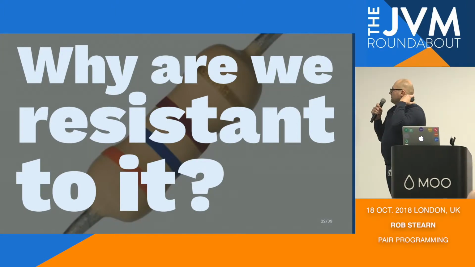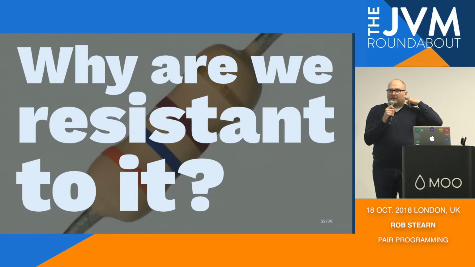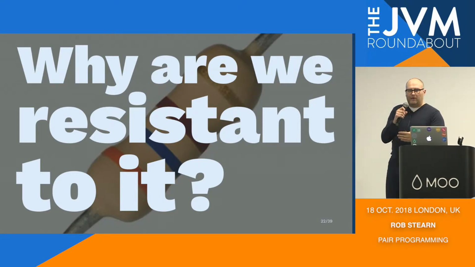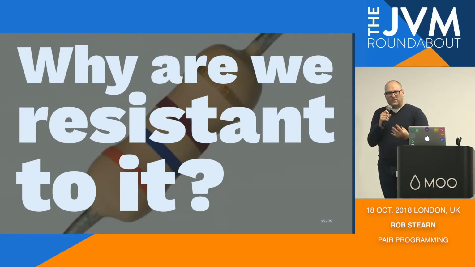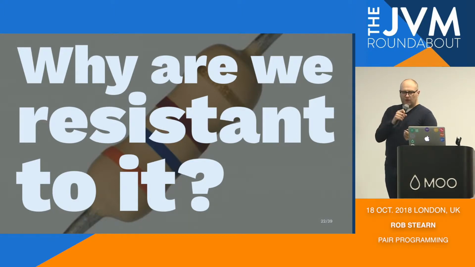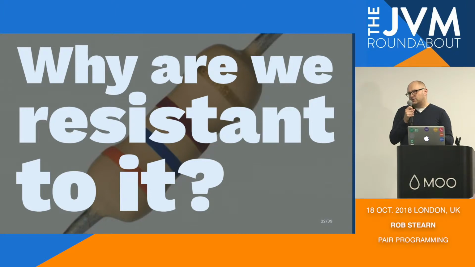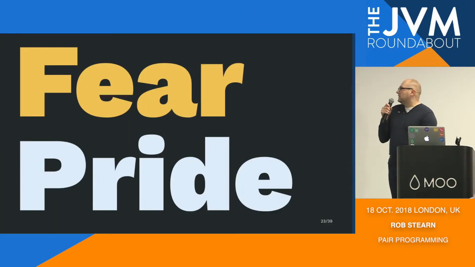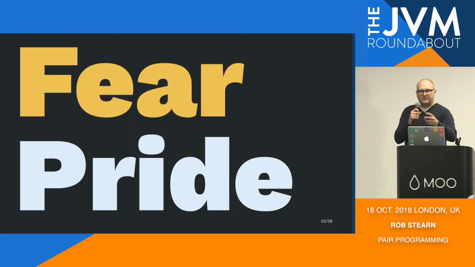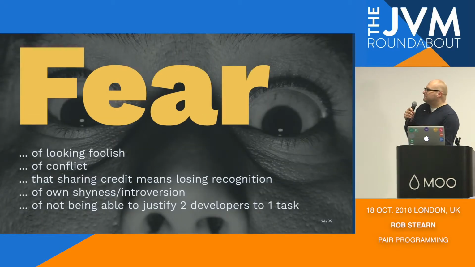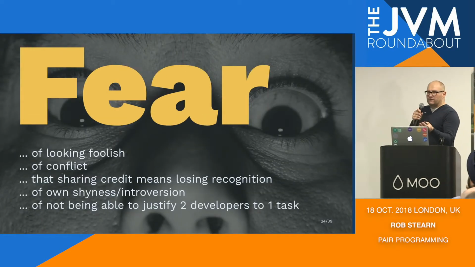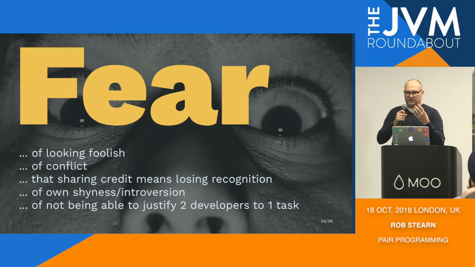So why are we resistant to doing it? I hear all the time in the team, would you like to pair on that, or should we pair on that? But they don't always do it, and it is actually not the easiest thing to do always. So I kind of tied it down, after some consideration, to two reasons. It's fear and pride. Now fear, what are you afraid of? Well, we're afraid of looking foolish. I think that's common to many people.